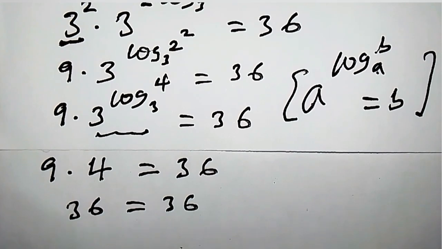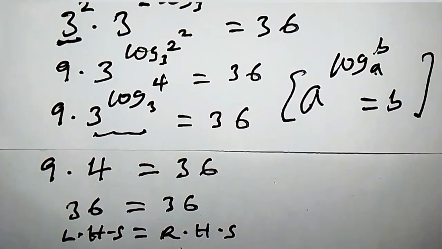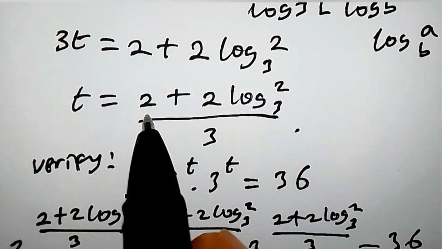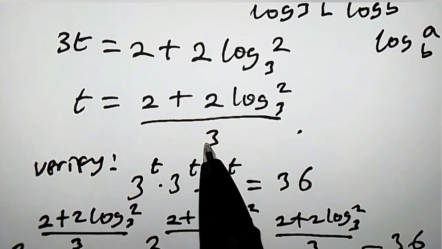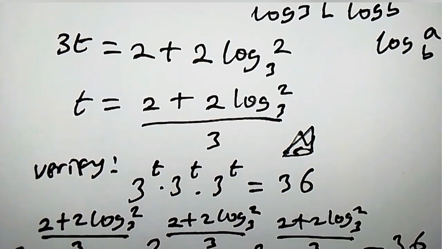This shows that the left hand side is equal to the right hand side. Thus, indeed, our value of t is equal to 2 plus 2 log 2 base 3 divided by 3. This is the required solution for this Olympiad math question. That's it. Thanks for watching.